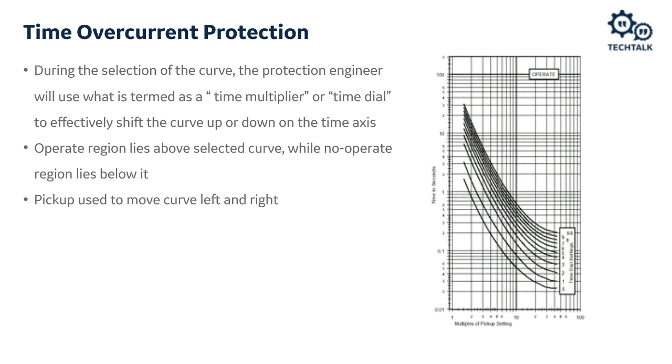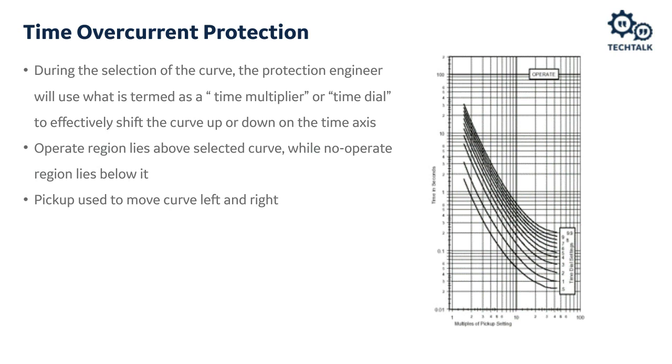The other setting that is really important is the time dial setting or the time multiplier setting. So the time dial setting will move the curve up and down the time axis. So a smaller time dial setting moves the curve down the time axis, and a larger time dial setting moves it up the time axis. So if we look at the curves here, you can see the smaller time dials are on the bottom, and then the higher time dials are on the top. And these are all the same curve, the same pickup setting.